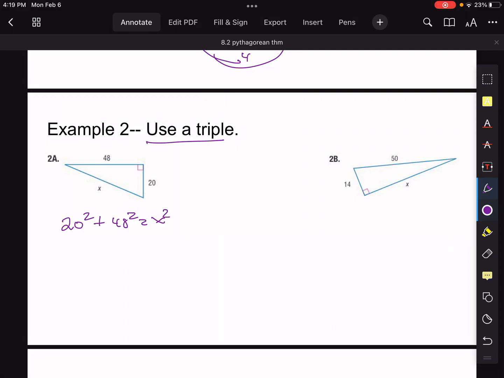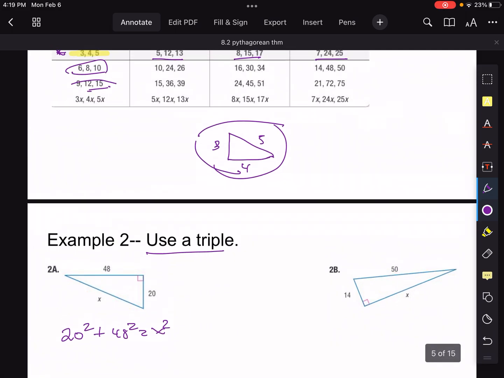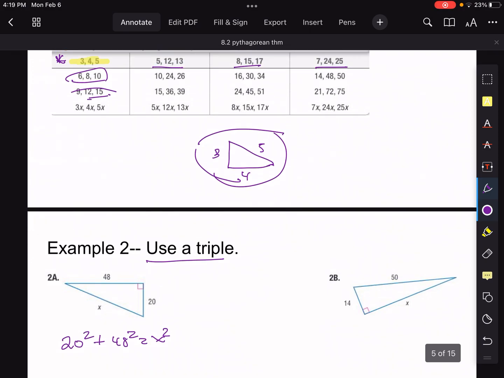But if we look at our handy dandy chart here and use it as a cheat, the 20, 48, that's going to be a multiple of this guy right here, right? So if you took 10 times 2, you get 20. If you took 24 times 2, you get 48. If you took 26 multiplied by 2, you get 52. So this would be 52.